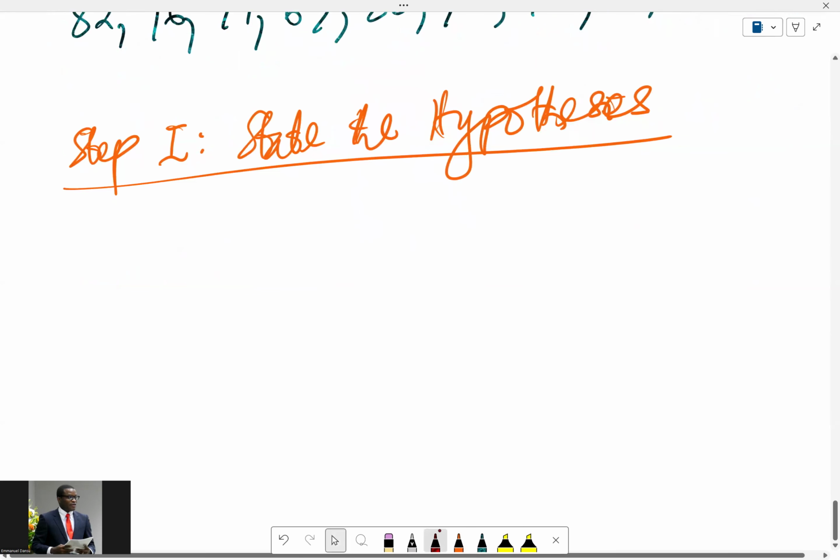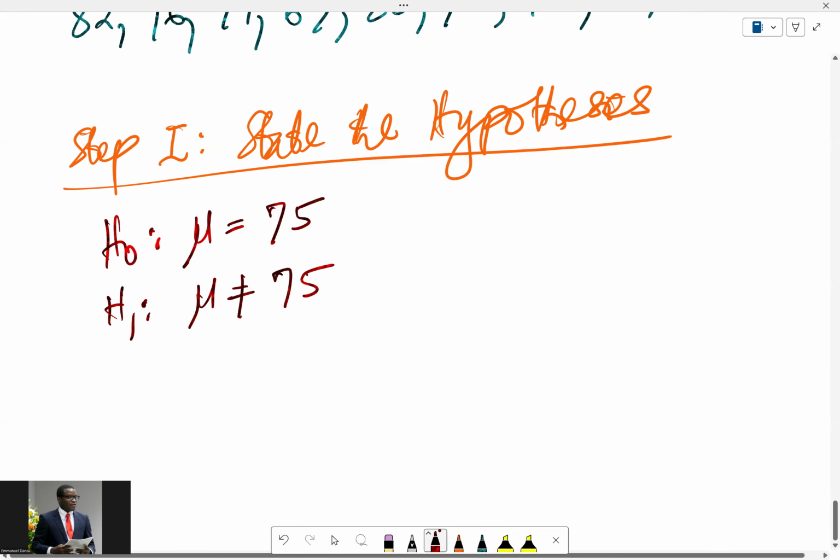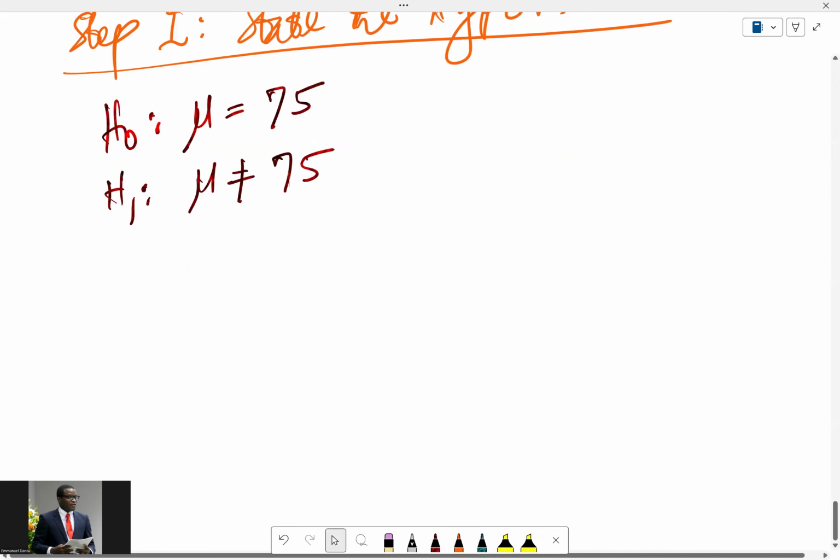You have H naught. The null hypothesis is that what the teacher has stated, that the mu is 75, right? And the alternative hypothesis is that the mu is not equal to 75. Okay, that's the first step. Then second step, that's step two.